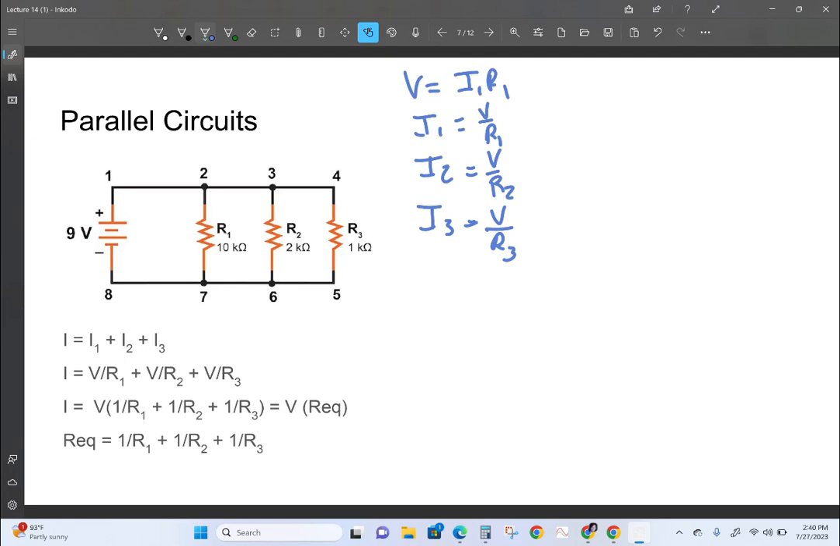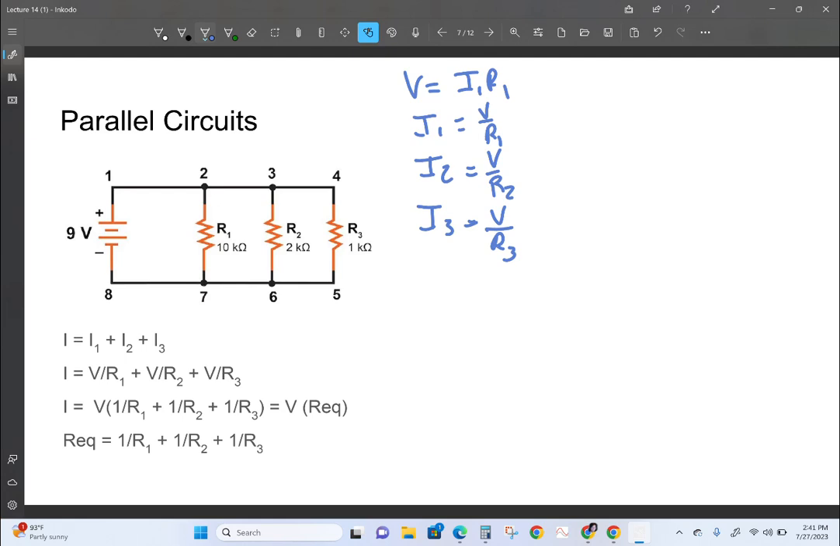V. So V is the voltage of the battery. I is the total current, the sum of all these currents. And V times 1 over R1 plus 1 over R2 plus 1 over R3. This number here is going to be how we find the equivalent resistance.